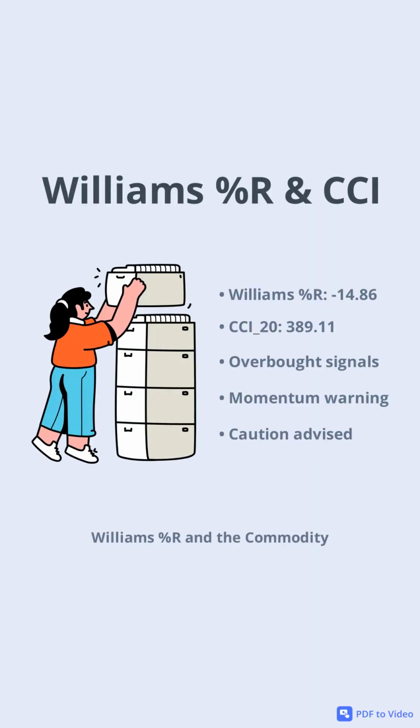Williams %R and the Commodity Channel Index (CCI) are momentum oscillators. DJT's Williams %R indicates the stock is near overbought territory. The CCI 20 is at 389.11, which is extremely high and also signals overbought conditions. These indicators warn traders to be cautious about chasing the rally.